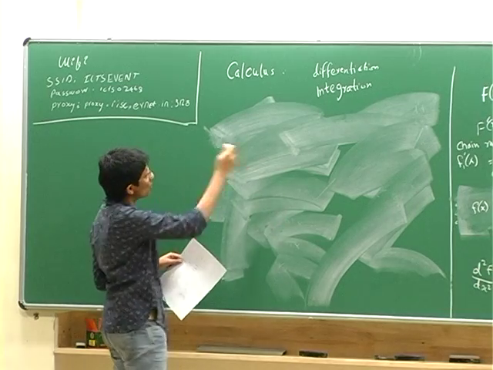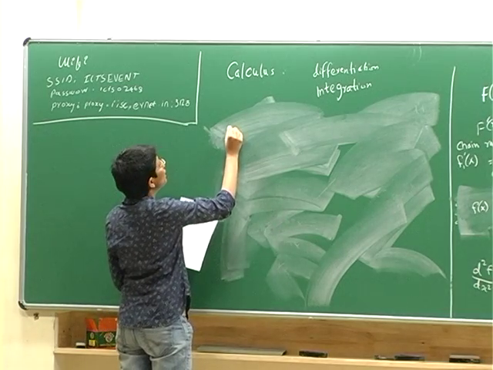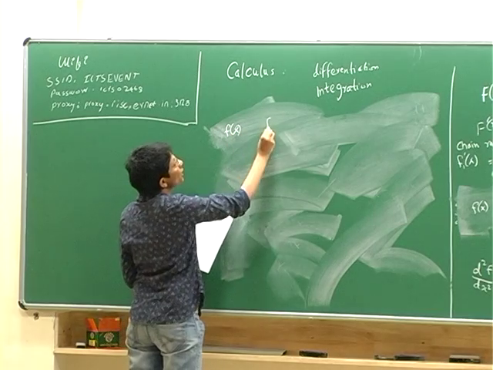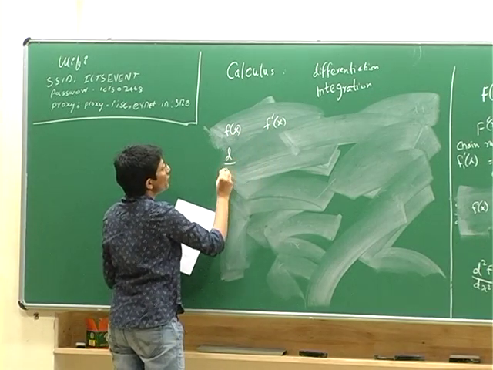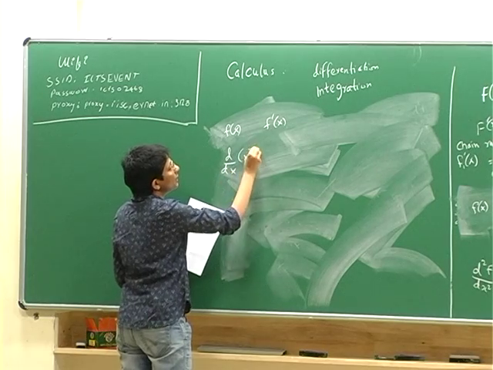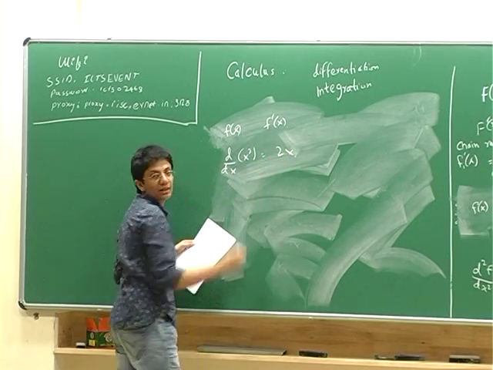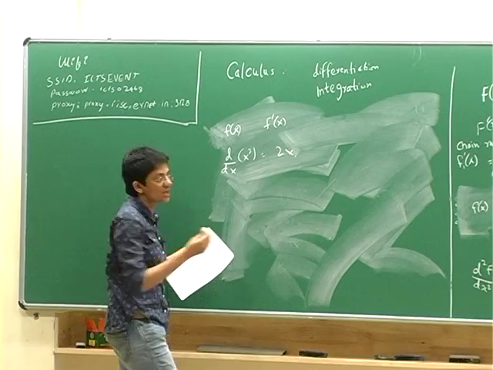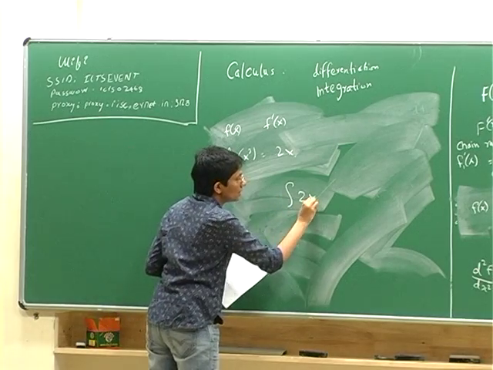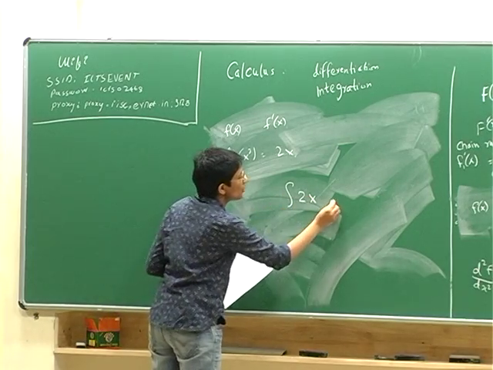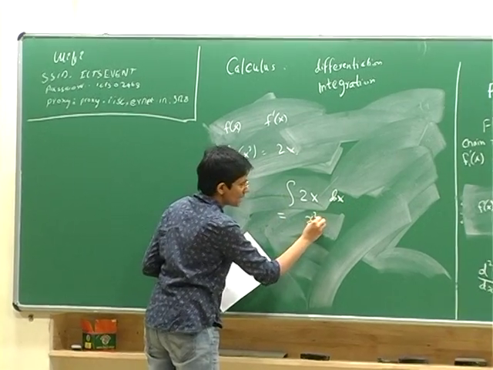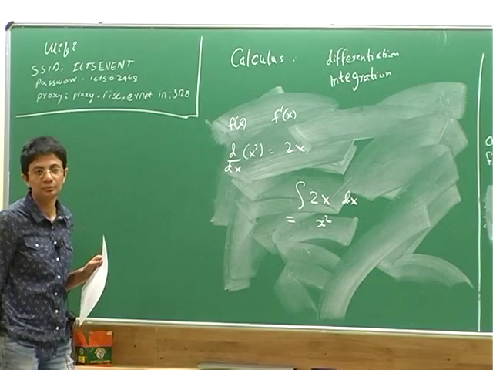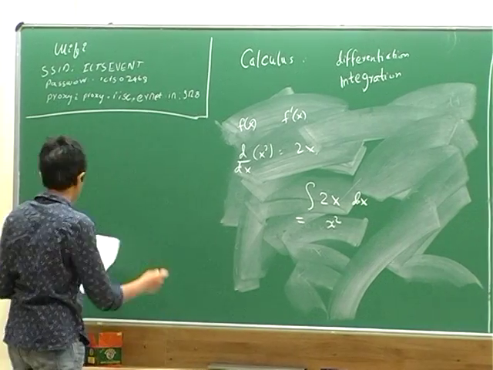Integration is like this. So if I have function f of x and I wrote the derivative of this. So derivative of x square was 2x. Integration is a reverse process, inverse process. So integral of 2x dx is equal to x square. Okay, so again, let me give you a list.